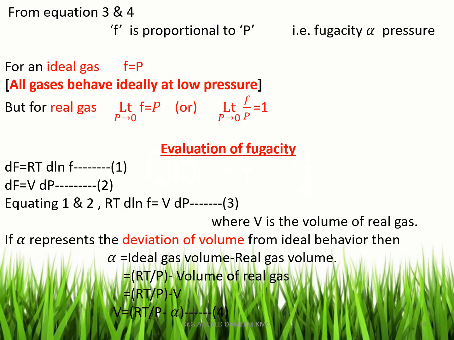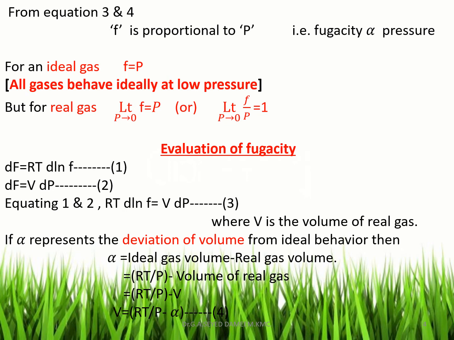If alpha represents the deviation of volume from ideal behavior, then alpha is equal to ideal gas volume minus real gas volume. We know the volume equation for ideal gas, that is RT by P. Therefore alpha is equal to RT by P minus volume of real gas.